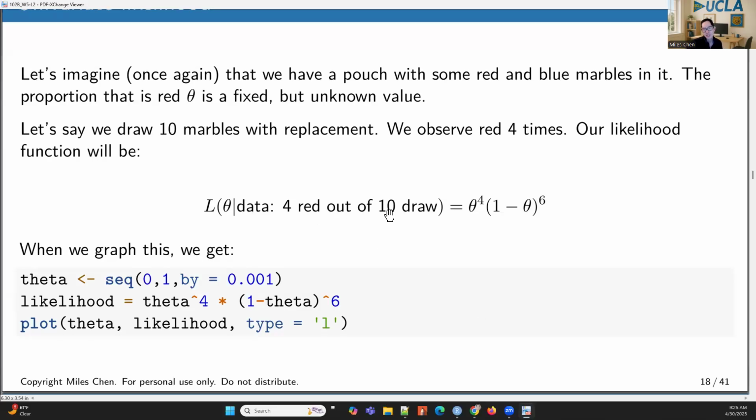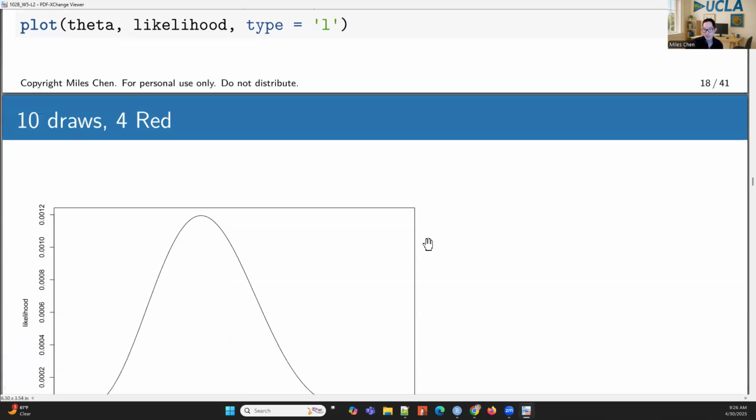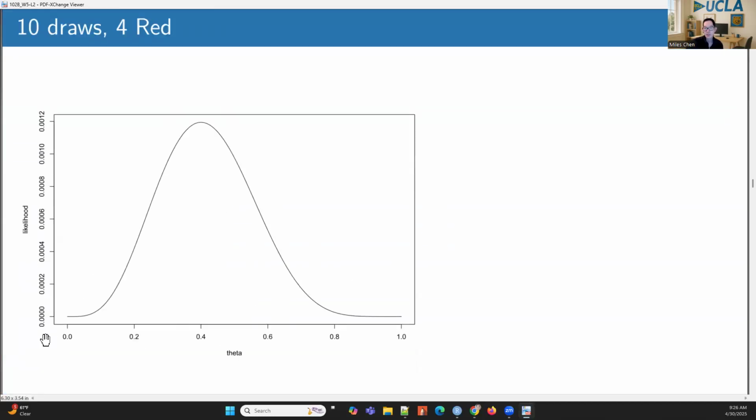And so if we calculate the likelihood of our observed data, we would have theta to the 4th and 1 minus theta to the 6th. Basically, we saw red 4 times and blue 6 times. And if you plot the likelihood of this function, it looks like this, okay? Where the maximum of our likelihood is at 0.4, okay? So this is our likelihood function after 10 draws with replacement, and we saw 4 red.